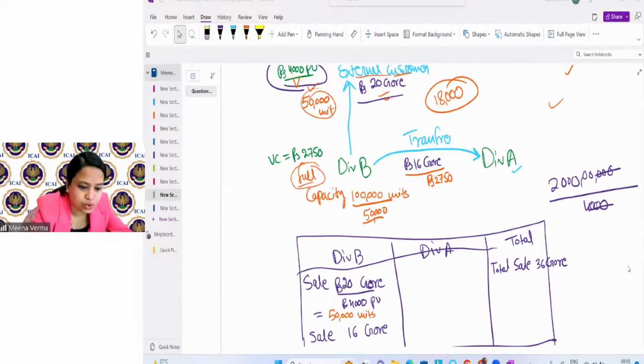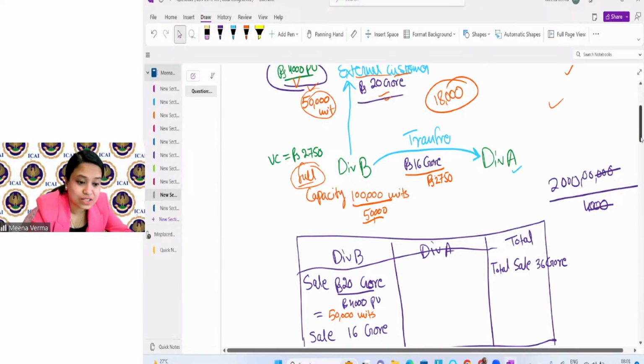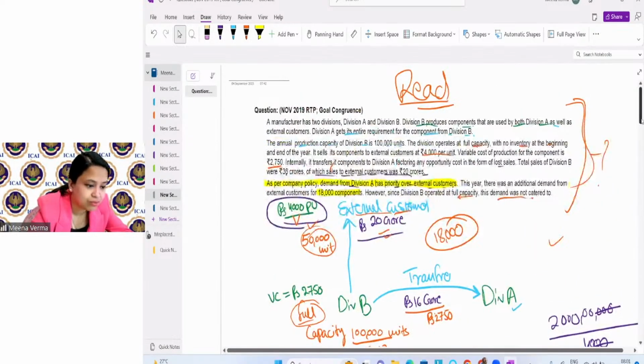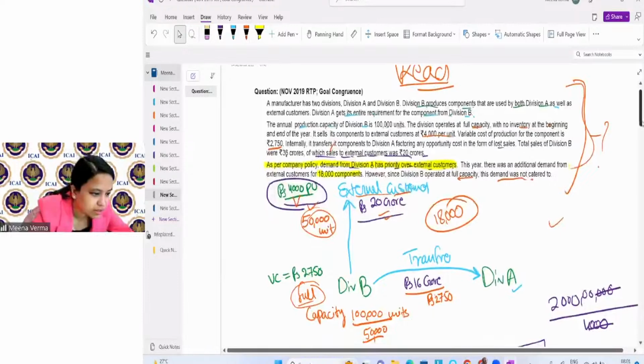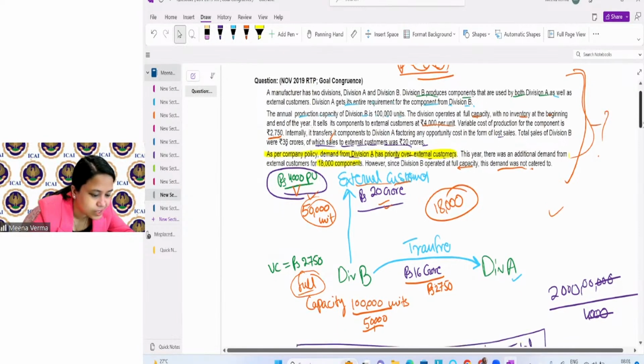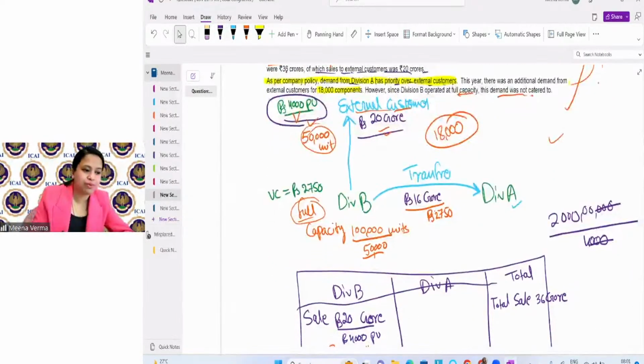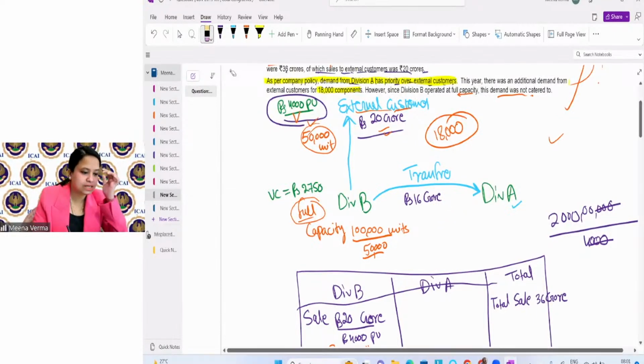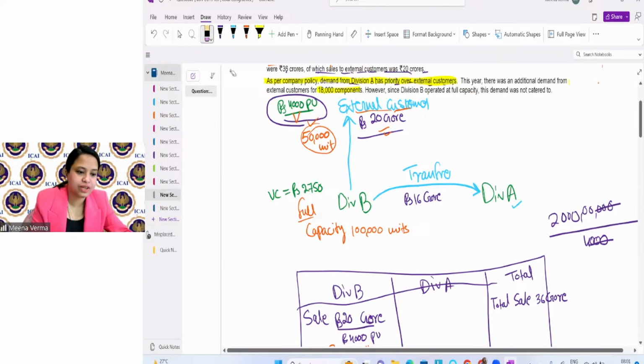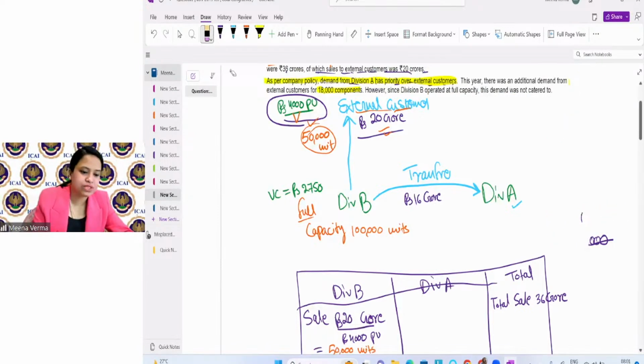Okay, so actually we have to decide the transfer price here. Nothing is mentioned, no? So we don't know at what price they are transferring here. But we know how many units they are selling in the outside market.